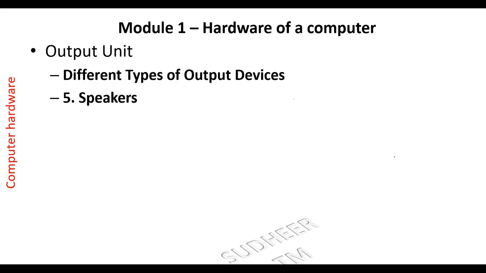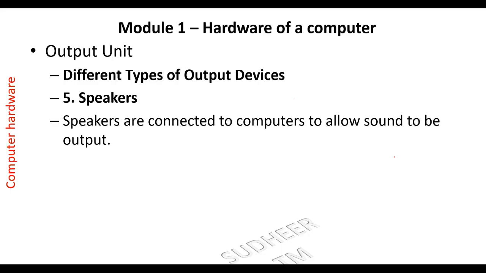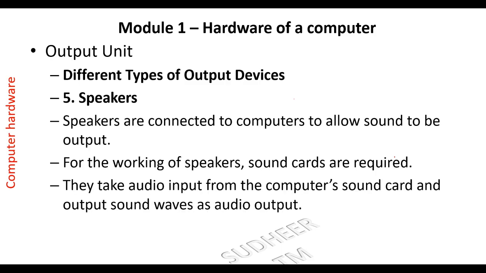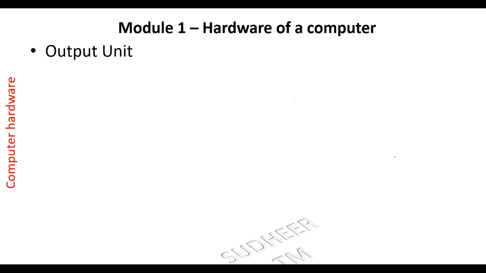Then another output device is the speaker, to send out our audio information from the processor, from the computer, to the outside. For working speakers, sound cards are required. Okay, so our computer will have a card called a sound card. Without the sound card, we cannot play the audio information out on the speaker system. They take audio input from the computer's sound card and output sound waves as audio output.